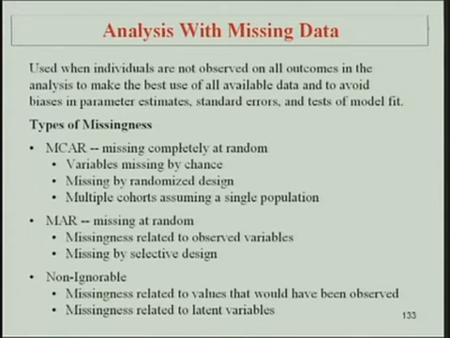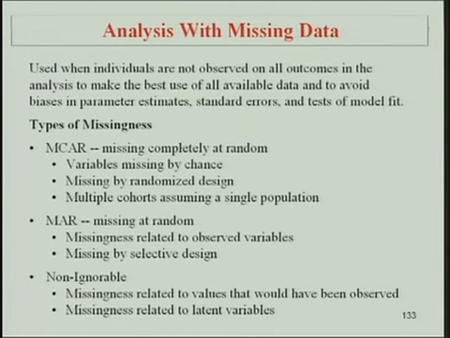Then the worst case, the non-ignorable case, which is probably the most common case, missingness related to variables that would have been observed. So missingness related to latent variables is the common term, really. And the latent variables could be continuous or categorical. So we cover both of those aspects of the latent variable framework.